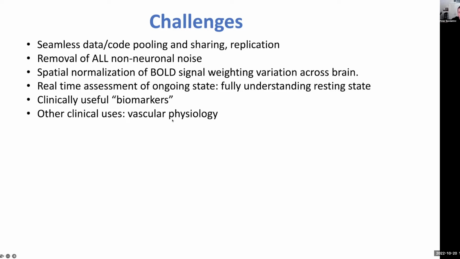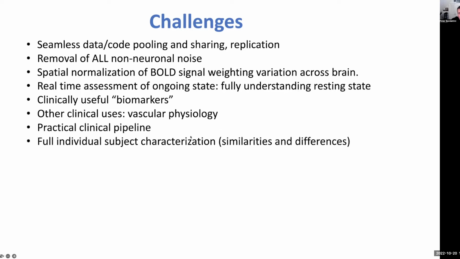Other clinical uses, looking at vascular physiology, I think this is a low-hanging fruit that could be one of the first clinical uses of fMRI. There's a lot of practical issues in actually making fMRI clinically useful. There has to be a clinical pipeline, which I think is really, really hard. And I'll mention that briefly. Full individual subject characterization, so similarities and differences.